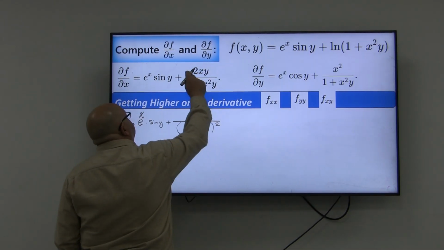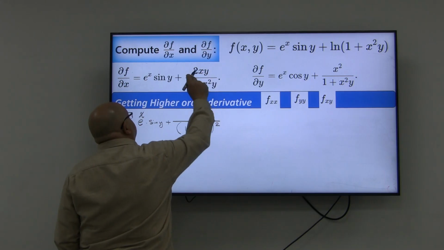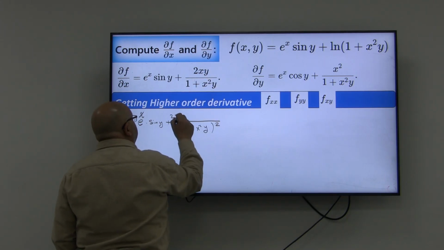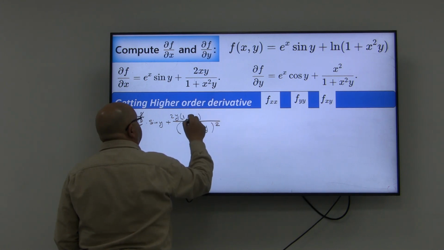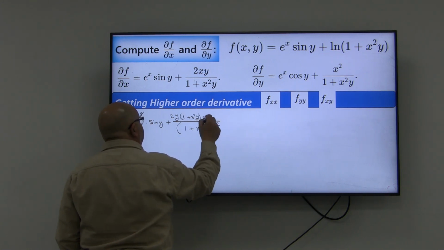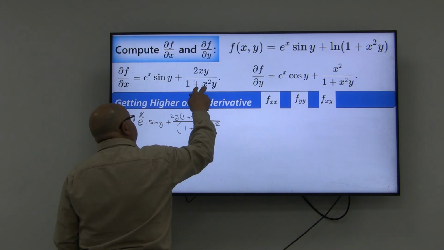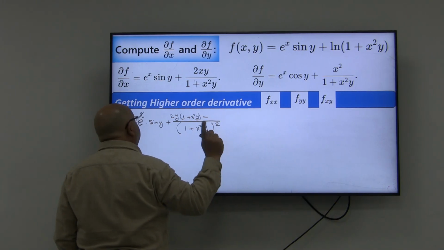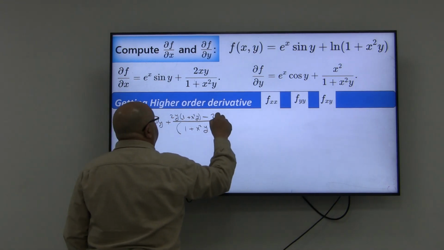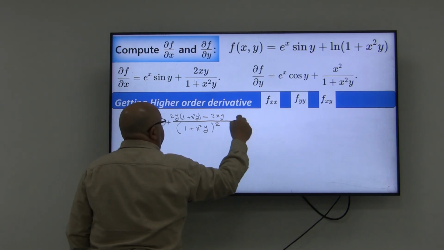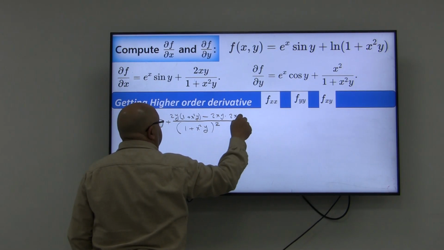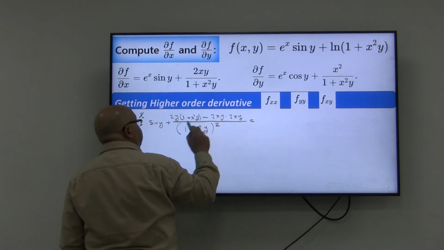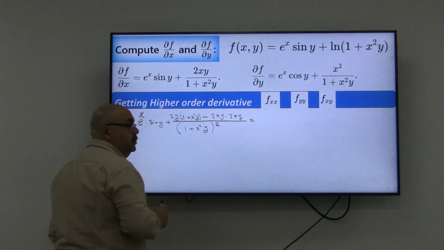Then I will differentiate the numerator with respect to x, which is going to be 2y, times your denominator, which is 1 plus x squared y, minus the derivative of the denominator with respect to x, which is going to be 2xy, times the numerator, which is also 2xy. Then simplify this function.